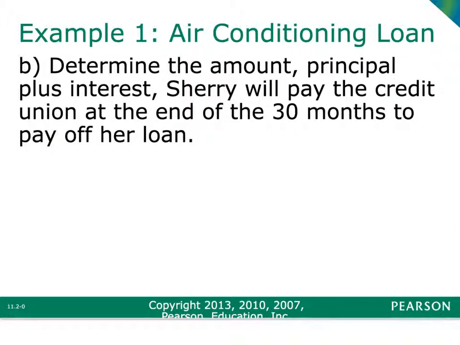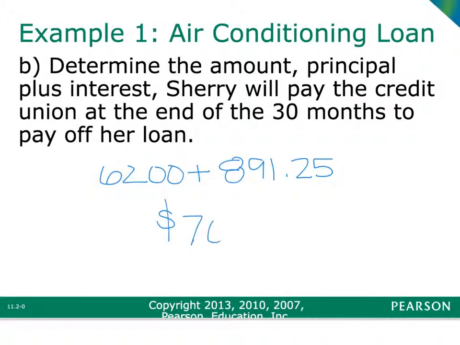The second part of this question says, determine the amount, principal plus interest, that Sherry must pay to the credit union at the end of 30 months. So she has to pay the original $6,200 that she borrowed, plus the interest that we just calculated at $891.25. So added together, she is going to owe the credit union $7,091.25.